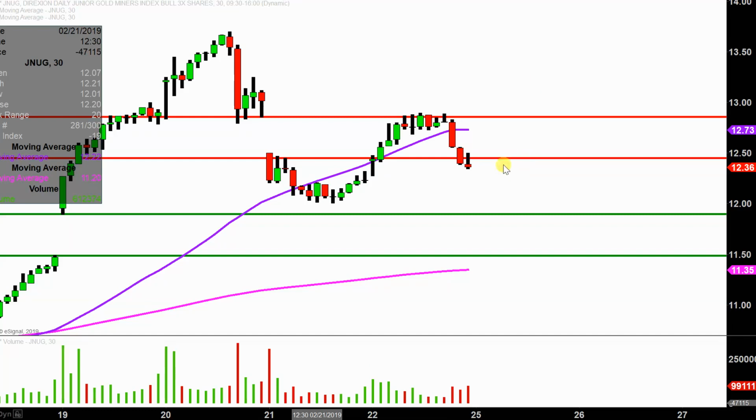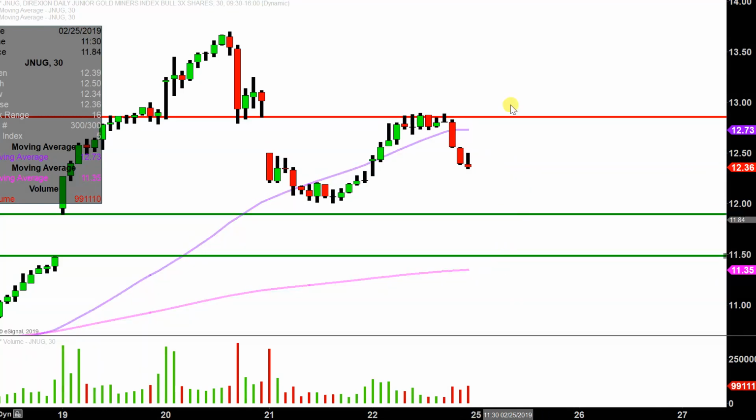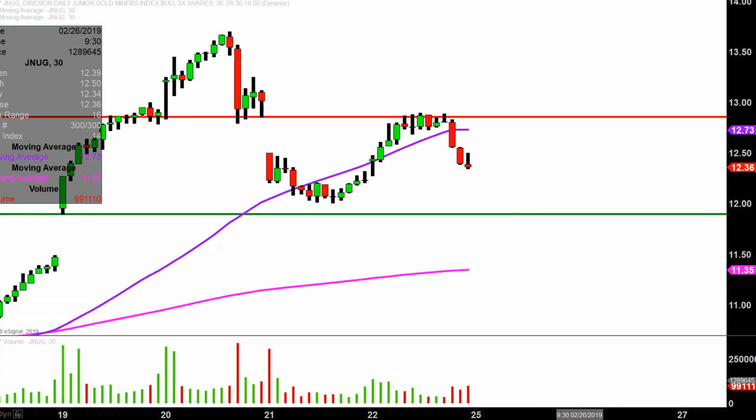First thing I'm going to do is a little bit of housekeeping, just because I don't want too many lines all over the place. So I just want to focus on mainly two levels of support and resistance. The first level is an area that I talked about on Wednesday, and it played out perfectly today, and that is this area up here right around $12.